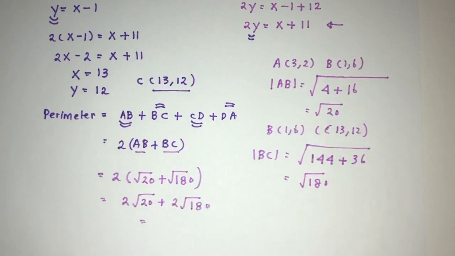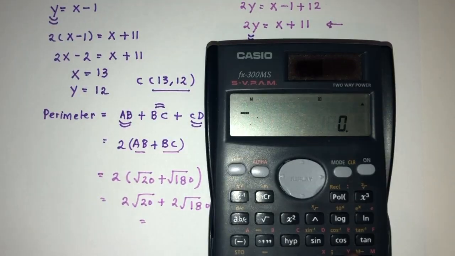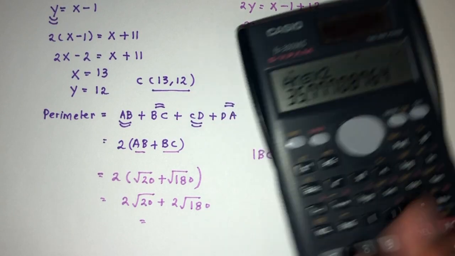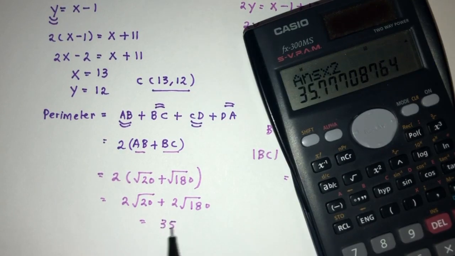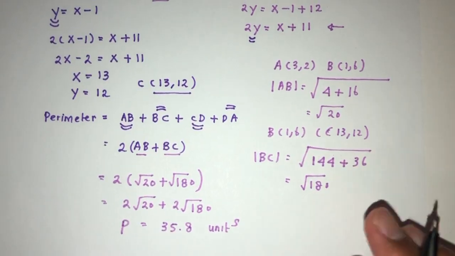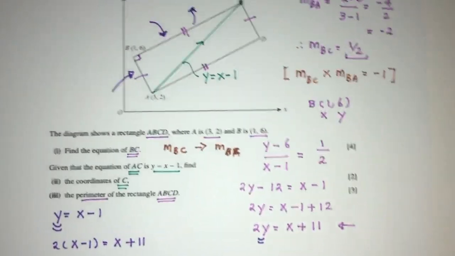However, we can always provide the value. So root of 20 plus root of 180, times 2, that will be 35.8, correct to 3SF for non-exact values. That will be the units for the perimeter. And this is a question involving geometry.